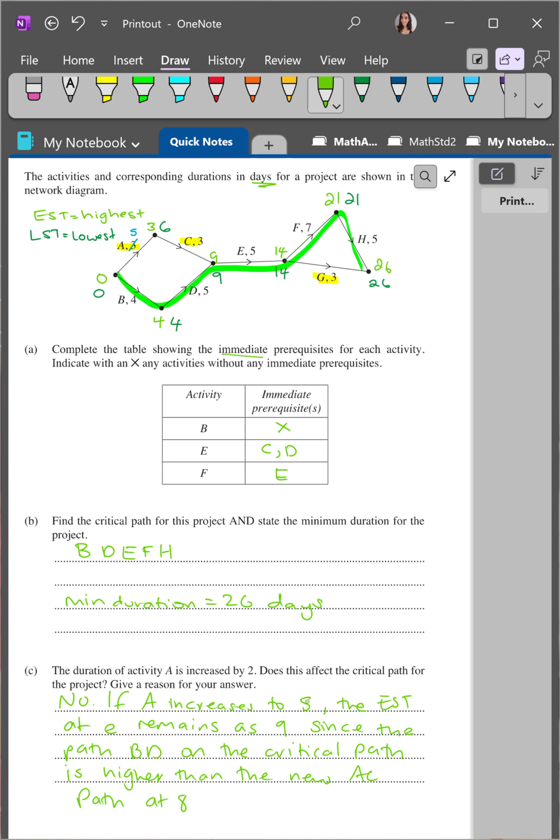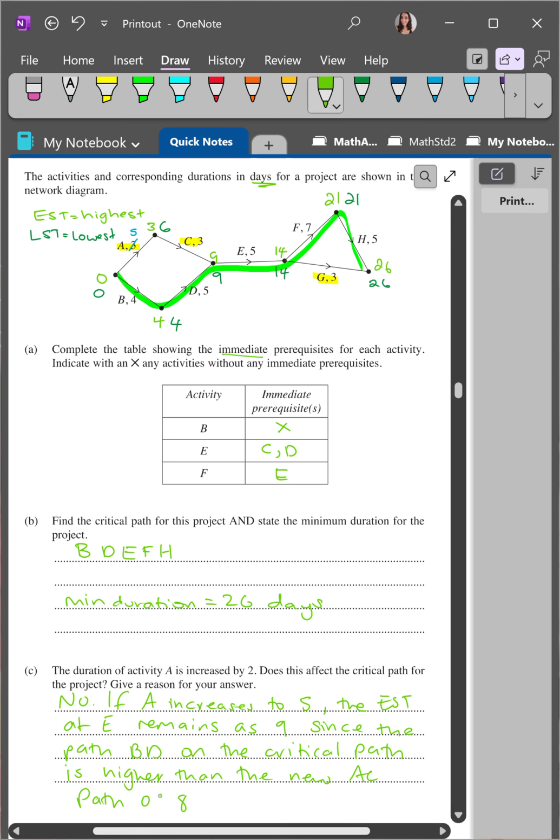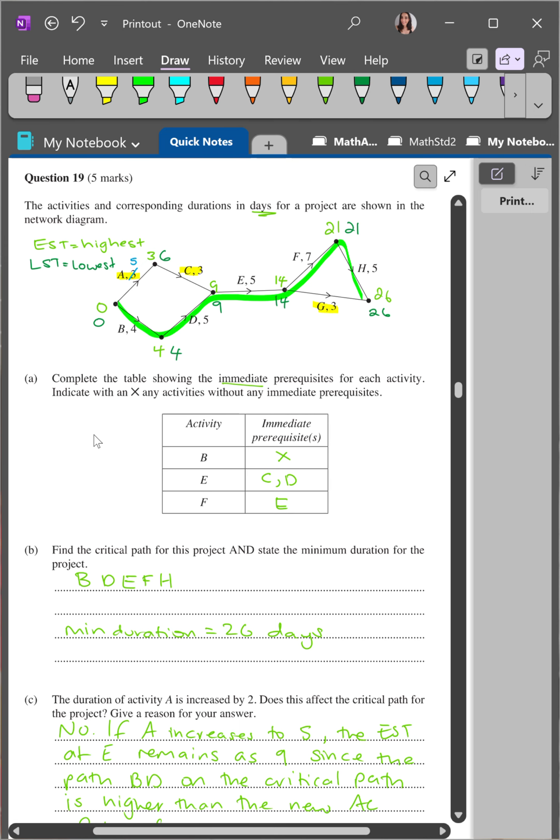So we're saying no, if A increases to 5, the EST at E, which is this point here, when we say just EST, it's the node before. If we say EST next, it's the node after. So that's why we're saying EST at E remains as 9, which is what we said, since the path BD on the critical path is higher than the new AC path at 8. And that would be our answer. And this is all of question 19.